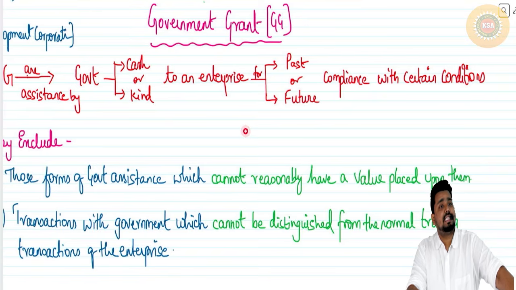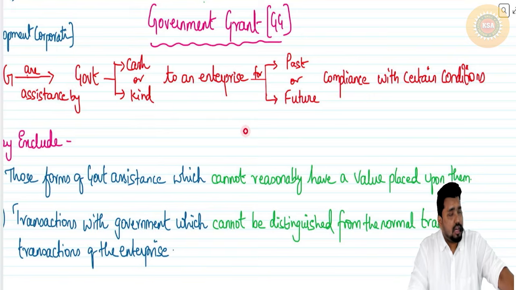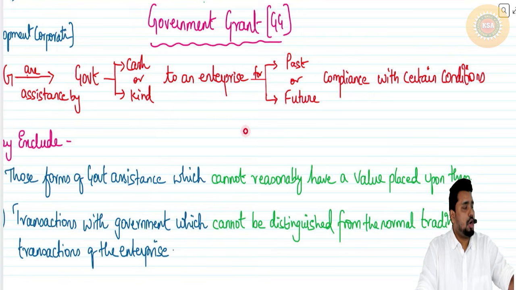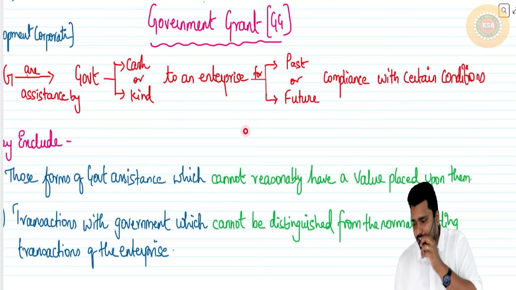Repeat, what is the meaning of government grant? Government grants are assistance in cash or kind. Who will give to whom? Government will give to an enterprise. For what? For past or future compliances of certain conditions.